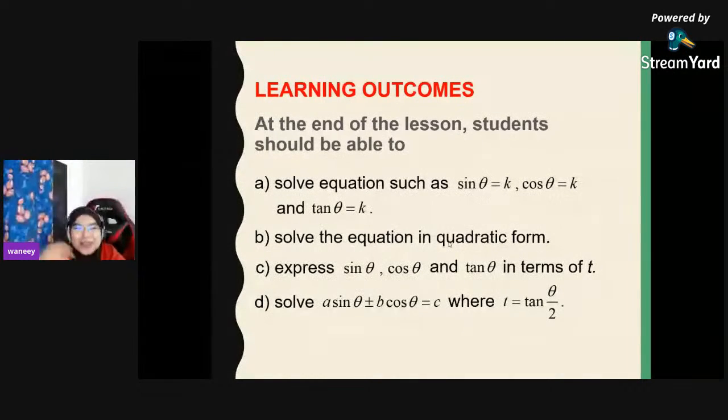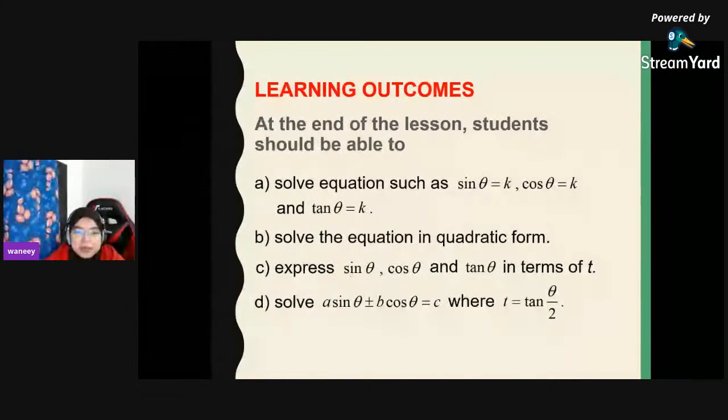The second one, solve the equation in quadratic form. That means we have everything in terms of sine square, cos square, tangent square, or perhaps secant square, cosecant square, cotangent square, and then we want to solve them. What we are going to do is factorize them. Once we factorize, we're going to solve them just like what we did in part A. So basically that is why we need to learn A first.